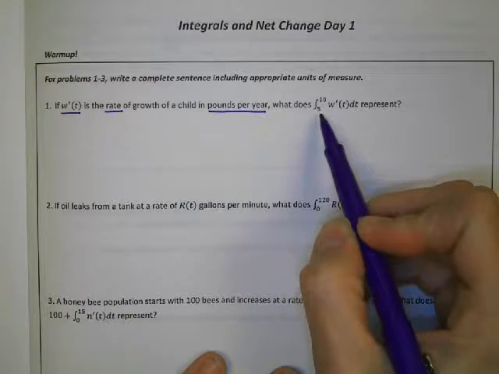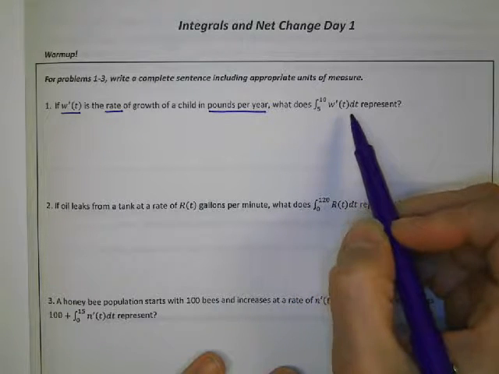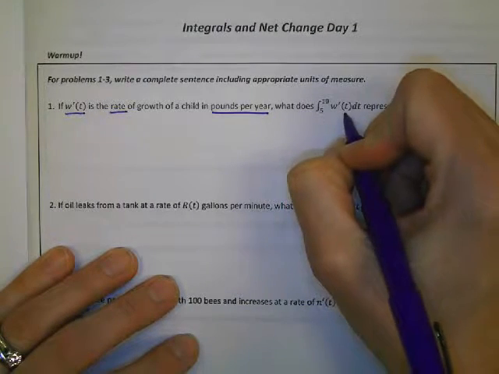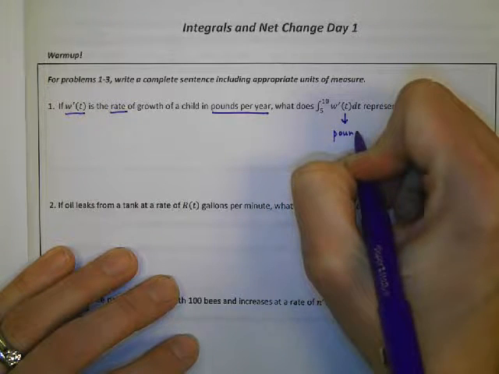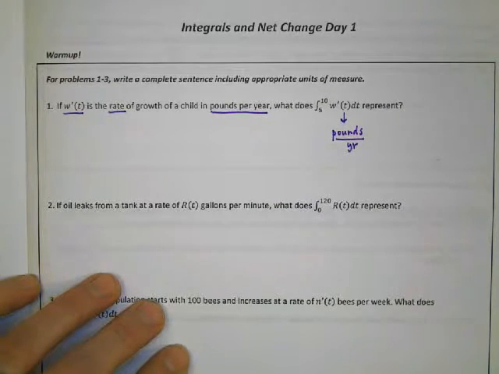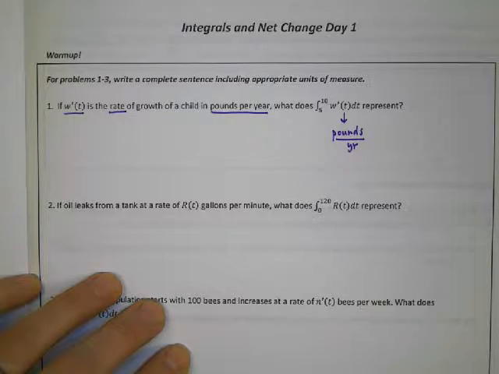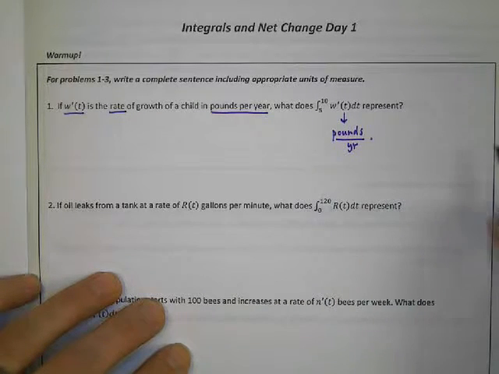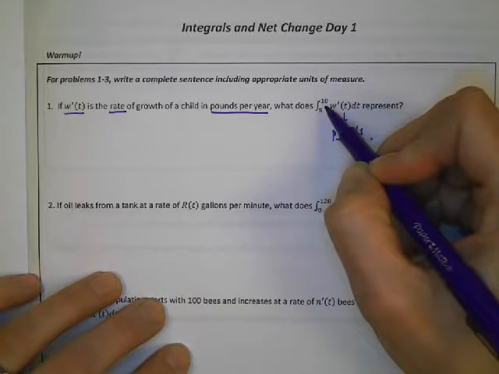We know that integrating is really taking the area under the function. If I think of it that way, I know the units of my rate function are going to be pounds per year. Those are my y values of the function. They're giving me the rate in pounds per year. Now I'm going to multiply that by my x values, which are going to be in years.